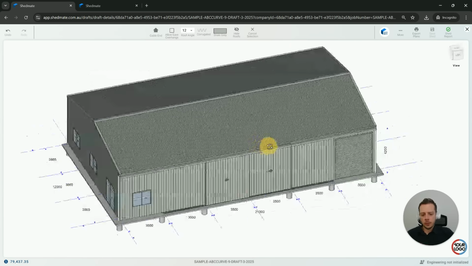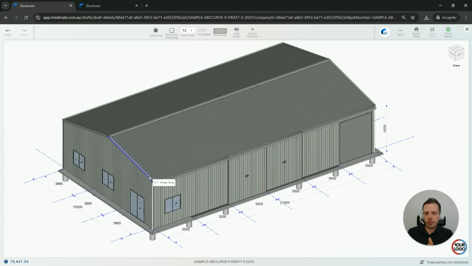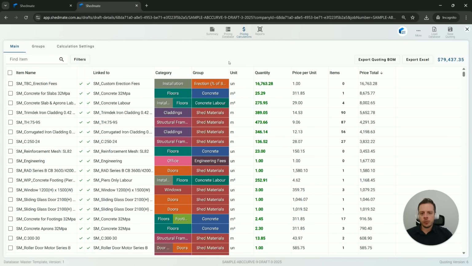So please don't be too worried about the user interface here yet. As I mentioned, the main lesson here is on the Excel. I'm just using Shedmate for now, just so you can understand and extract the information that we're going to explore in the ABC curve. So let's jump into another module of Shedmate.